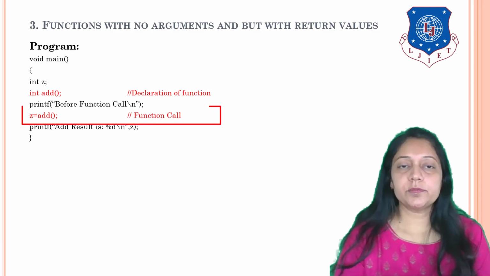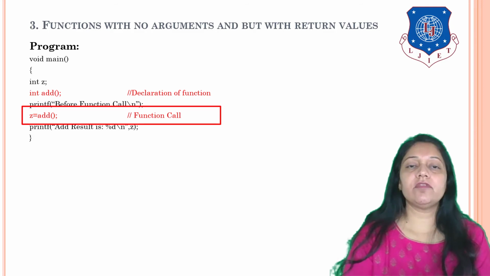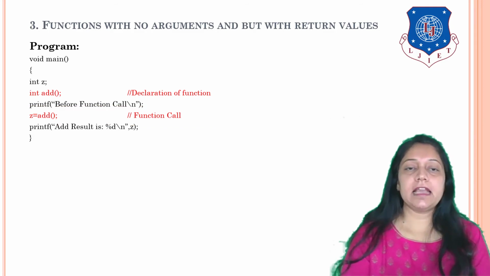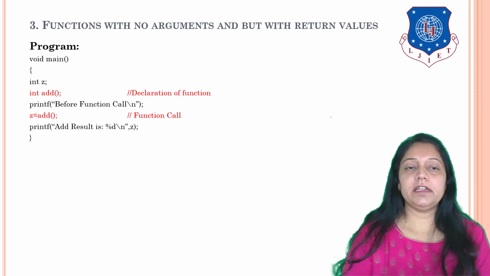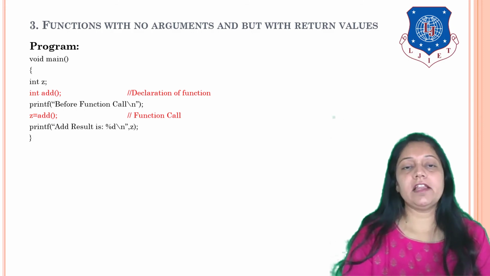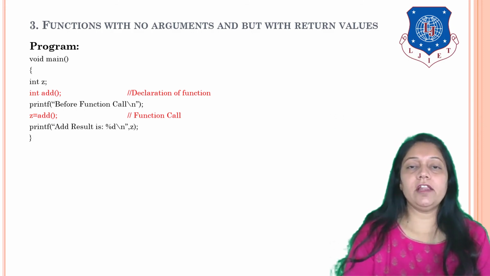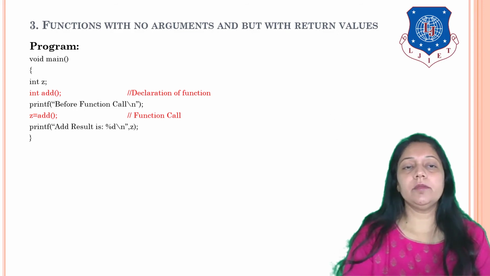Now, how are you going to call this particular third category of function? So, z equal to add with empty brackets means we are calling the function add, in which we are not passing any values, but this function will return some value, and that value I'm storing in the z variable using the assignment operator. And then after that we have a simple print statement in which I'm going to display the value of z. I will see what value I have got from the add function, which has been stored in the z variable, and this value I'm going to display in main itself.